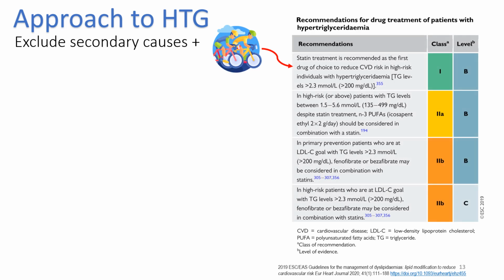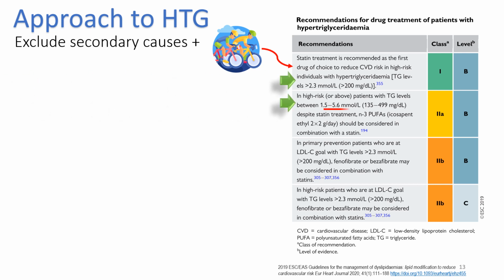Summing up, here's an approach to hypertriglyceridemia. We're saying that we need to first exclude secondary causes and then institute some therapeutic lifestyle change, or TLC. And the European guidelines recommend adding statin treatment for high-risk individuals with hypertriglyceridemia of levels even as low as 2.3 millimoles per liter. I can't see very many clinicians who will be doing that routinely, actually.